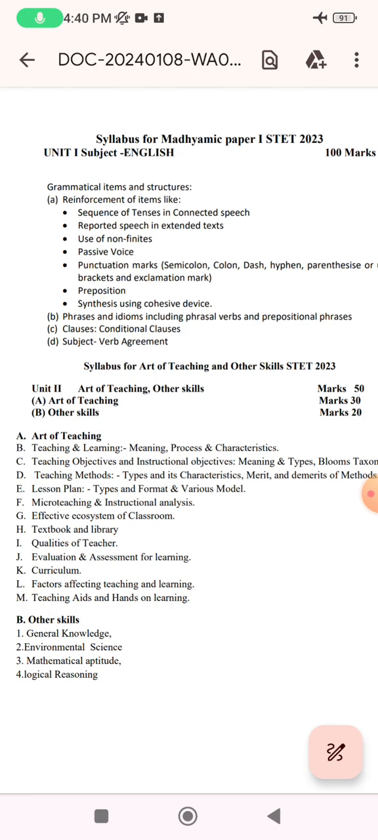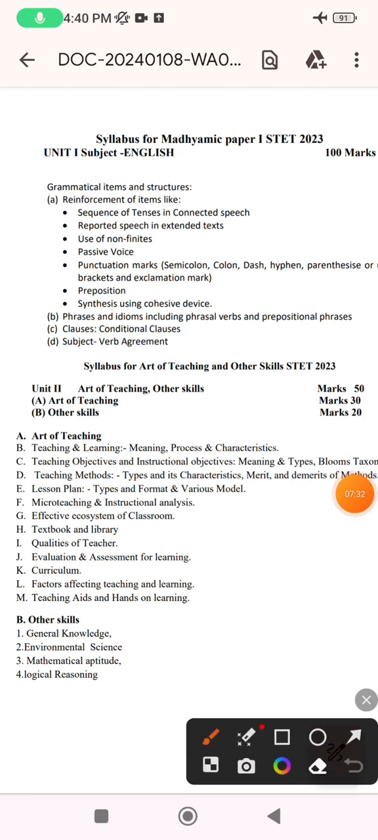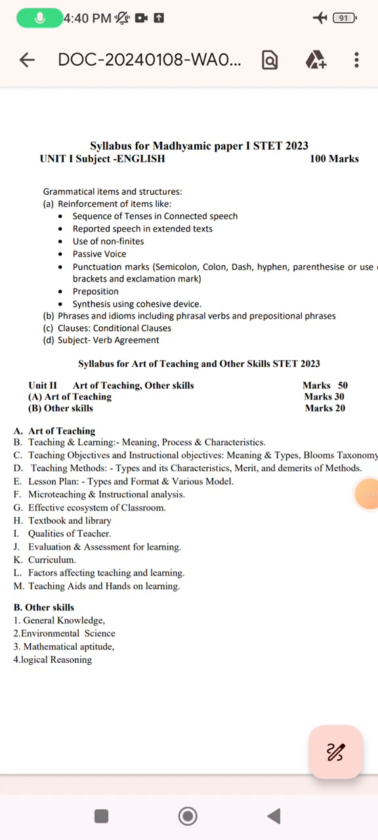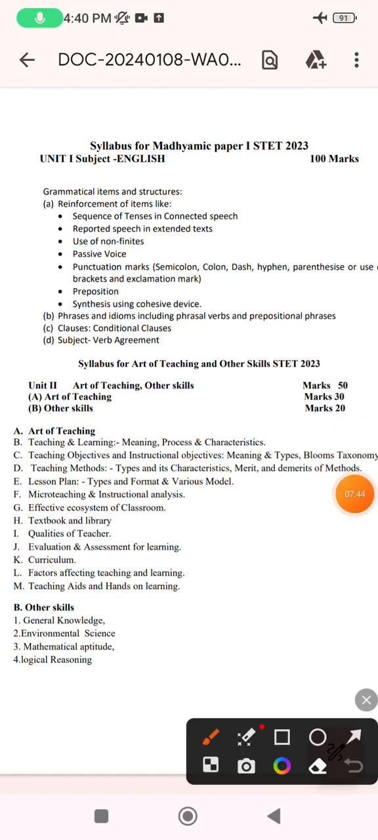Now, unit 2, known as art of teaching and other skills. Art of teaching carries 30 marks. If you have already prepared for EMRS and KVS, then you will know what these topics are: teaching and learning, meaning, process and characteristics, teaching objectives and instructional objectives, meaning and types of teaching, then Bloom's taxonomy, as you know. Then we have teaching methods, types of teaching methods and their characteristics, merits and demerits of teaching methods, one by one.